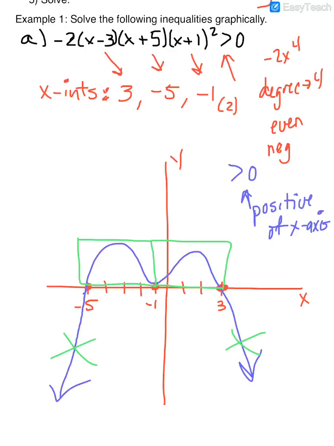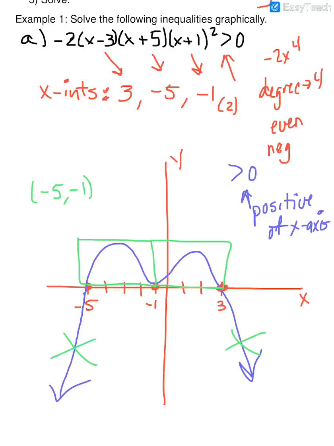So when I'm writing this, I'm going to write my answers in interval notation. This is the solve part, so step 5. I start being positive, or above the x-axis, after -5. So I would say parenthesis -5, comma, and it goes to -1.